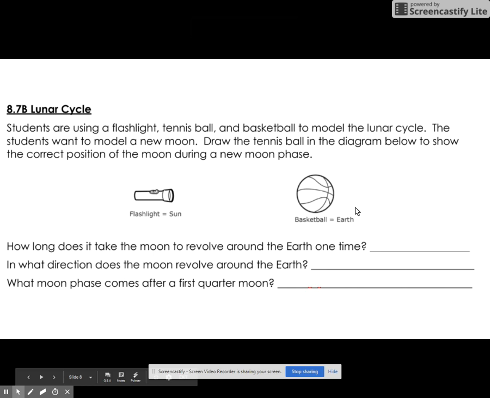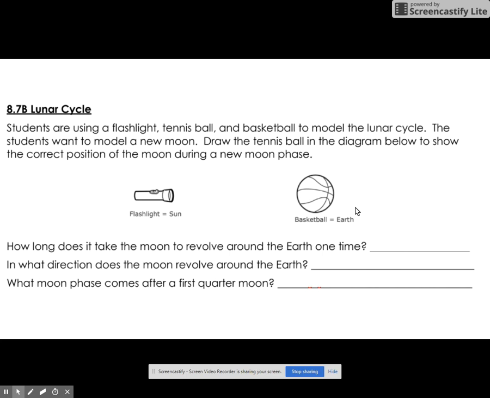All right, everybody, we're going over 8.7b, which is the lunar cycle, and this is where we go over all of our moon phases. So go ahead and draw your moon phases out, starting with the new moon and the sun, and then we can get started.